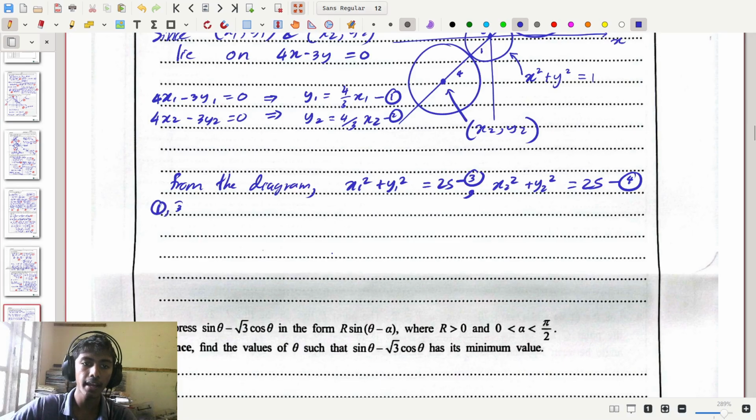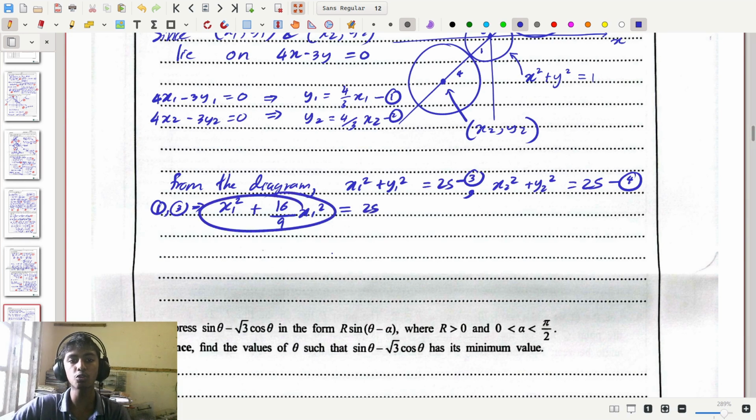we can see by 1 and 3 that if we replace y1 with 4/3 of x1, we get x1 squared, and then plus y1 squared is going to become 4/3 x1 squared, which is going to be 16 divided by 9 x1 squared, and that's going to be equal to 25.